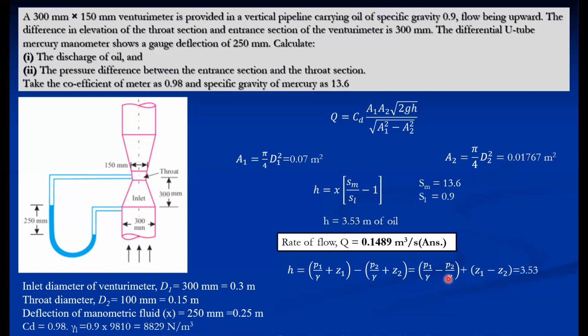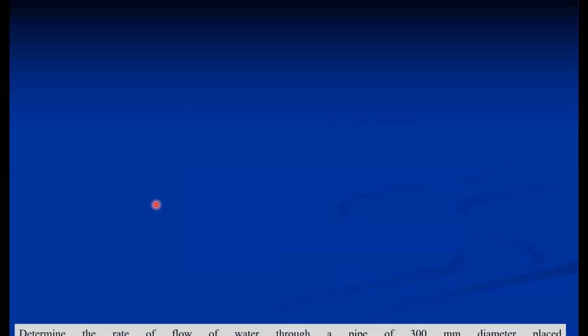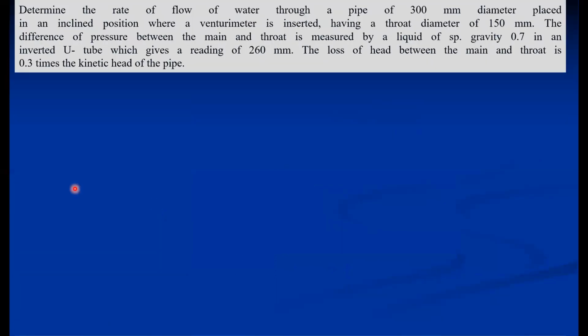And then by rearranging, we can calculate, because Z1 minus Z2 is negative. So P1 minus P2 by gamma is 3.83. The pressure difference is multiplied by this gamma value, 8829. We get this value, that is 33.8 kilonewton per meter squared. So this way we can calculate the pressure difference here. This is another variety. Almost we are covering all the varieties.